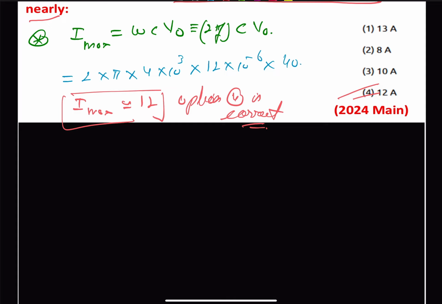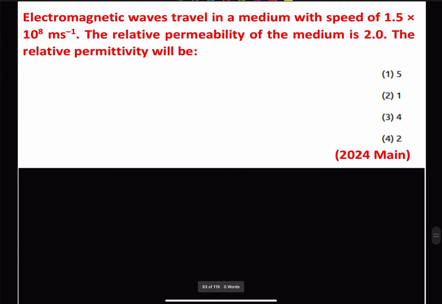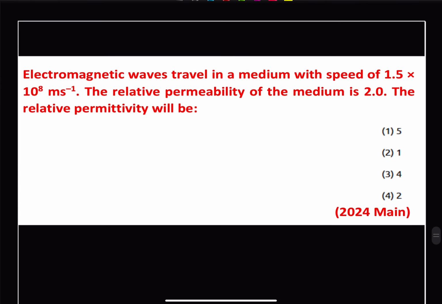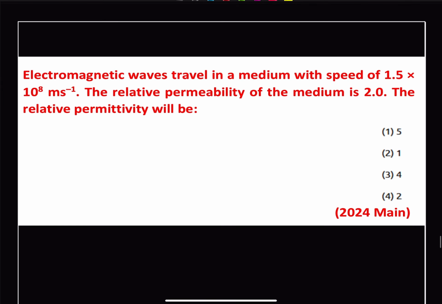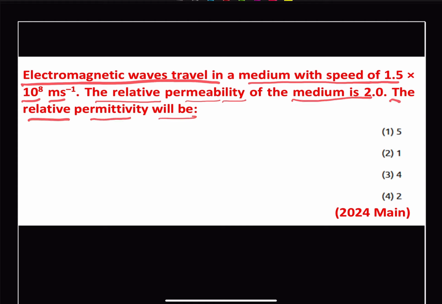Correct. Next question. It states that an EM wave traveling in a medium with a speed of 1.5 into 10 to the power 8 meter per second, the relative permeability of the medium is 2. The relative permittivity will be. So this is also based on a direct formula.